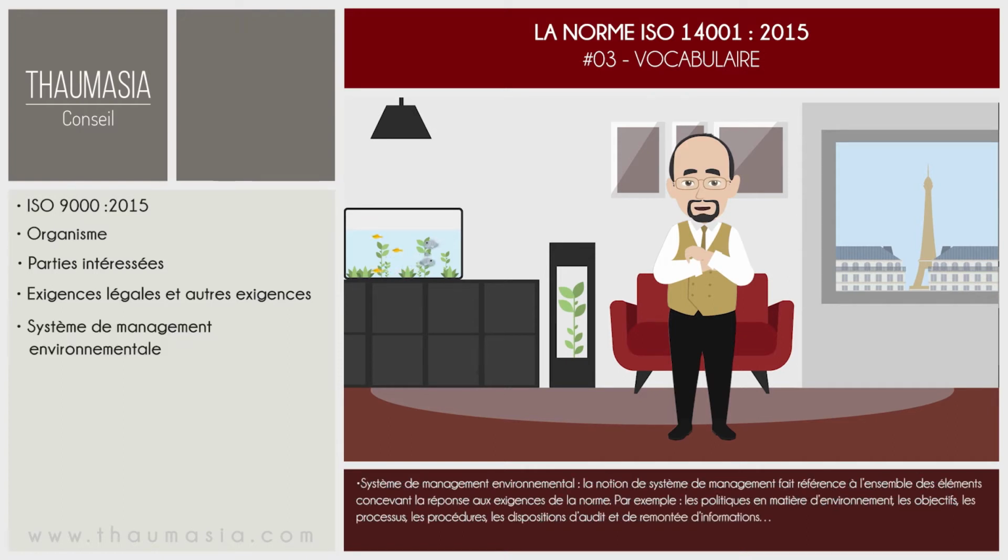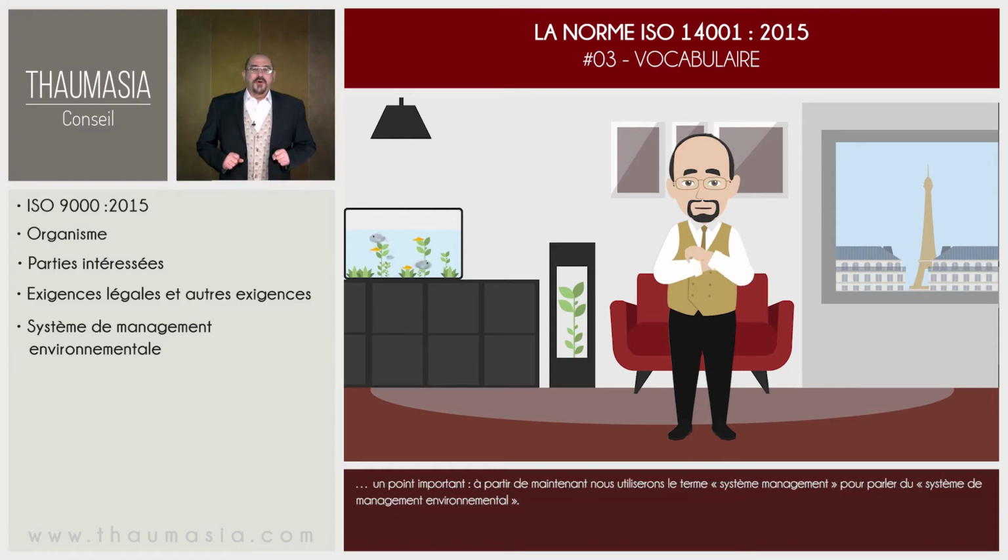Environmental Management System. The notion of management system refers to all the elements that make up the response to the requirements of the standard. For example, environmental policies, objectives, processes, procedures, auditing, and reporting arrangements. An important point. From now on, we will use the term management system to refer to the environmental management system.